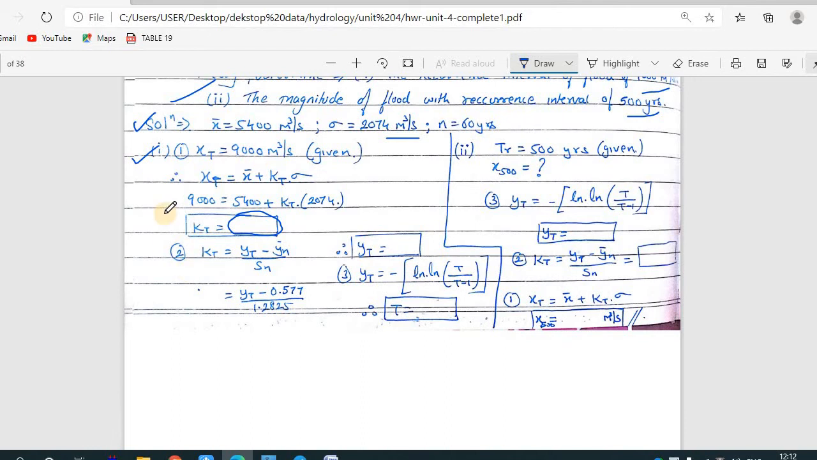After getting the value of kt, we'll put it in this equation: yt minus y bar n into Sn. We have the y bar n value, which is 0.577. If it is not given, you need to take this value only. Sn is 1.2825. After this you can calculate the yt value. After yt we can calculate the return period T by using this formula: yt equals minus ln of ln into T divided by T minus 1. From here we can get the value of return period T.